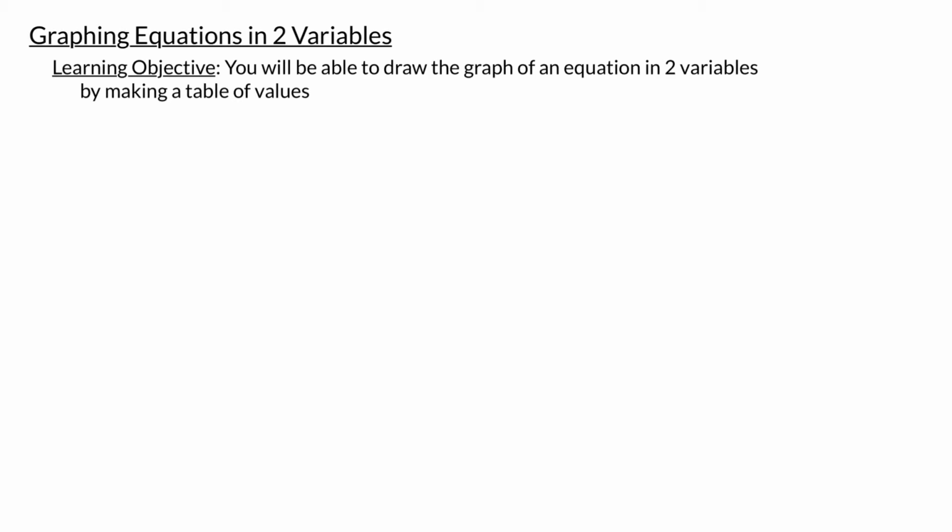In this video, we'll be learning how to graph an equation in two variables. By the end of this video, you'll be able to draw the graph of an equation in two variables by making a table of values. In our last video, we learned that the graph of an equation is the collection of all points that satisfy the equation. So the question is, how do we find those points?